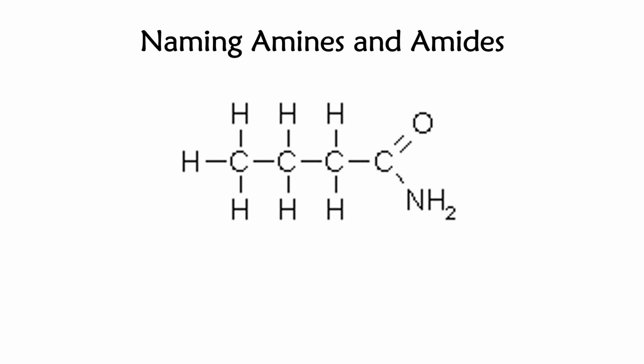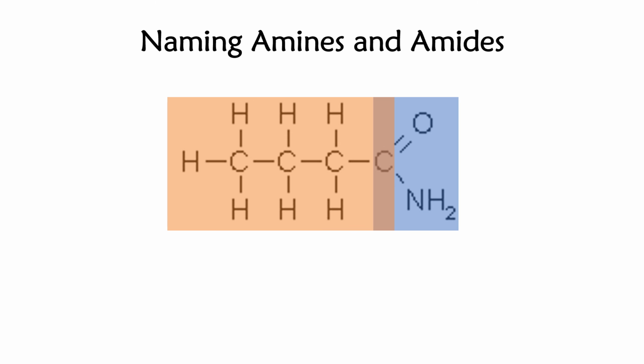Here's another example. Once again, when I look at the functional group here, I see an NH2 which is bonded with a carbon, and this time the carbon is also double bonded with an oxygen. So that represents an amide. Then I look at the carbon chain. I see 4 carbons in the carbon chain. That means we have a butane. I drop off the E from the end and substitute that with an amide. And the name of the compound is butanamide.